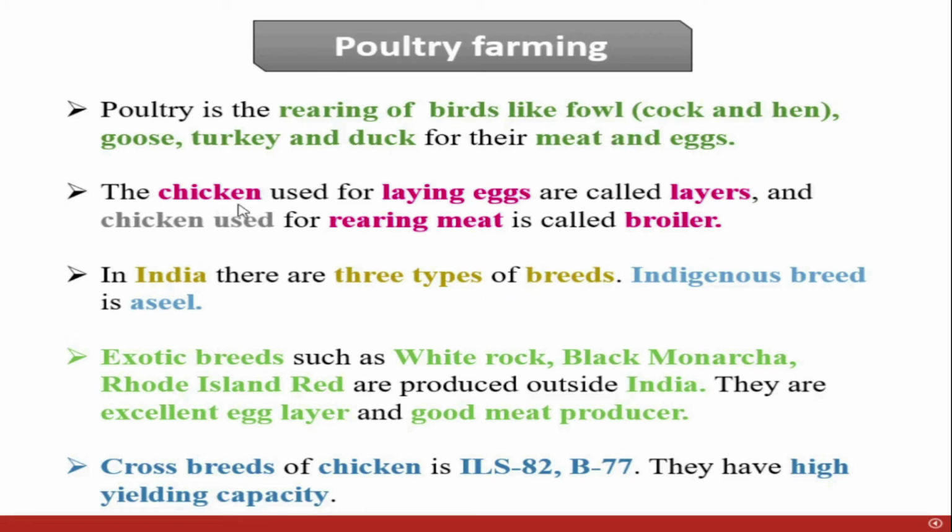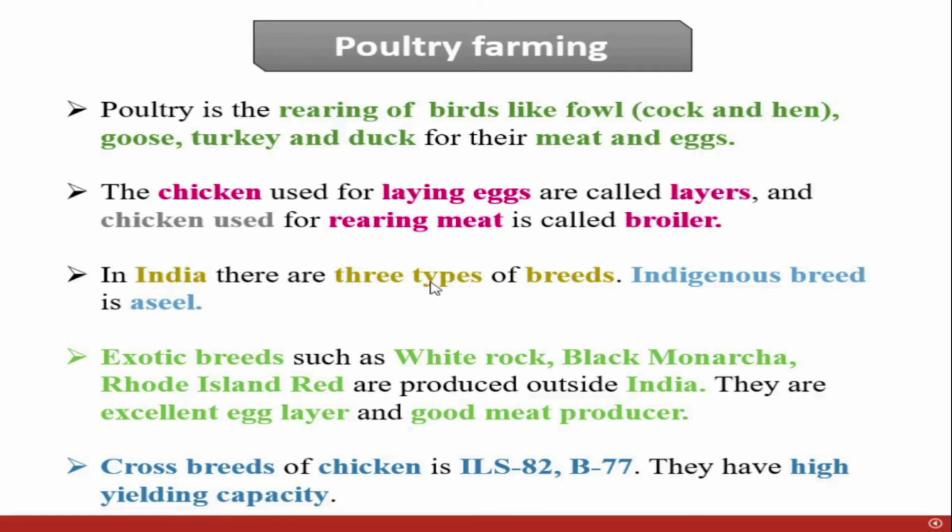Chickens used for laying eggs are called layers. We have to know that, it's very important. What are layers? Chickens used for laying eggs. And what is a broiler? Chicken used for rearing meat is called a broiler. We are collecting meat from the chicken, and it's known as a broiler.